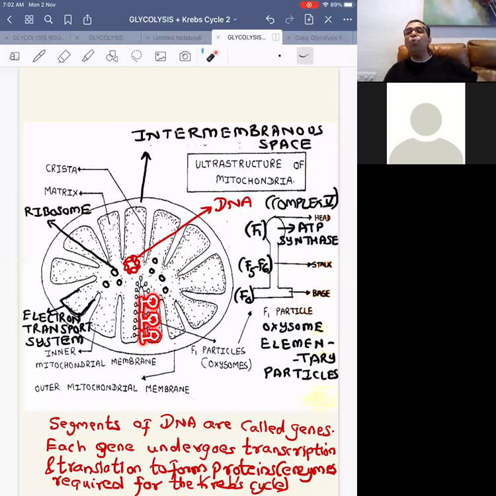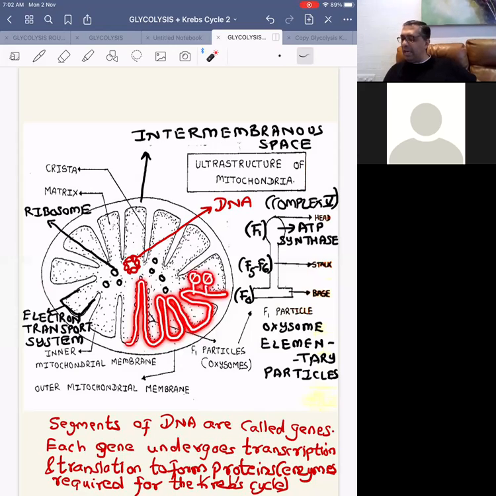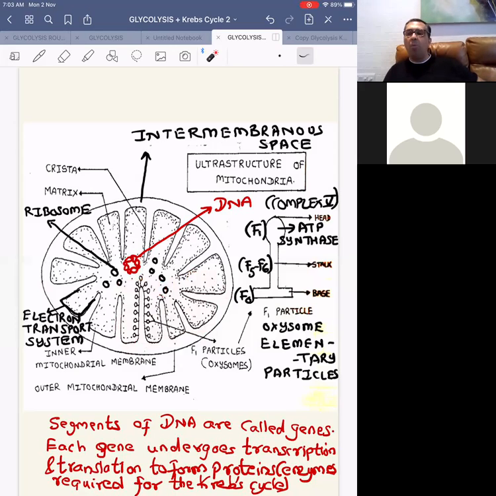Sir, why do we have cristae? Why is the inner membrane thrown into cristae? जितने ज्यादा cristae होंगे, that much is the surface area available for all these F1 particles. That means F1 particles have got some very important function to perform. What is the function of the F1 particles?